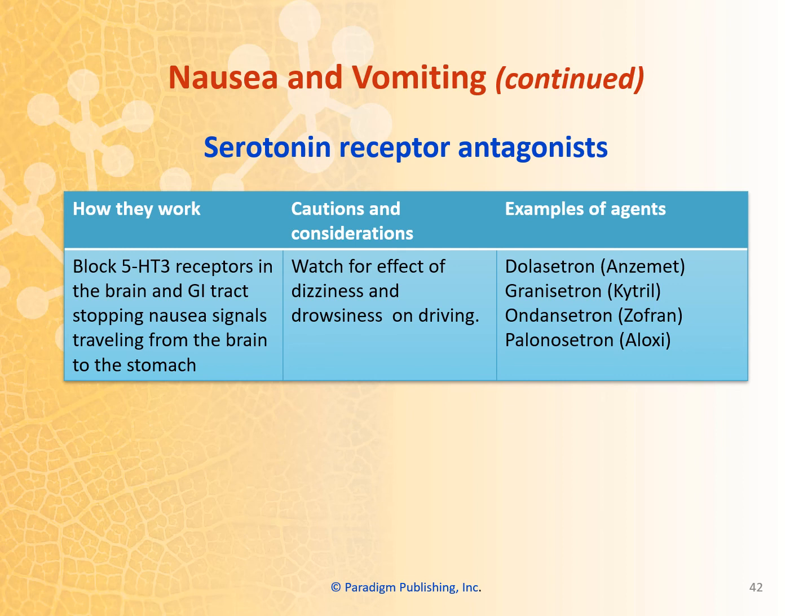Serotonin receptor antagonists. They block 5-HT3 receptors in the brain and GI tract, stopping nausea signals traveling from the brain to the stomach. Things like that are Zofran. That's probably the most common one that you'll see, at least in retail and hospital settings. The side effects are dizziness, drowsiness, and just taking caution when driving.